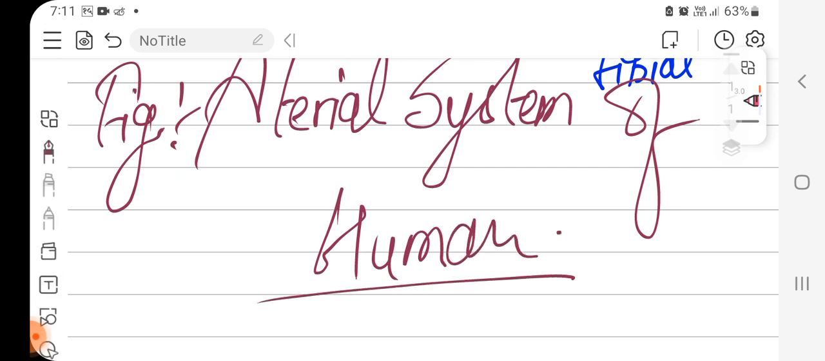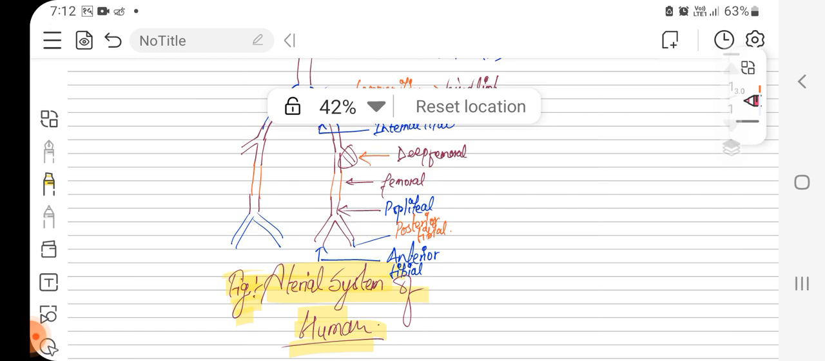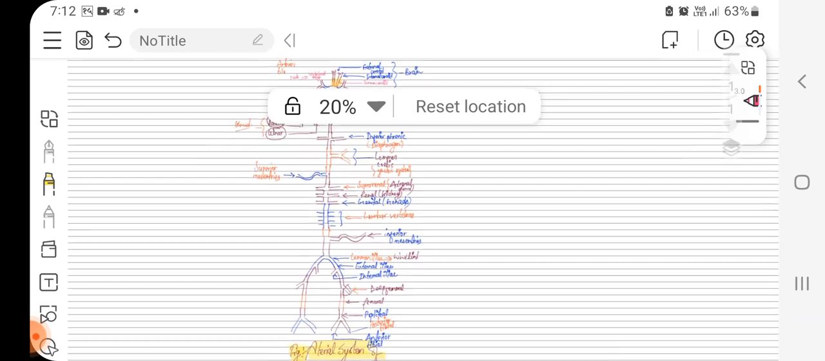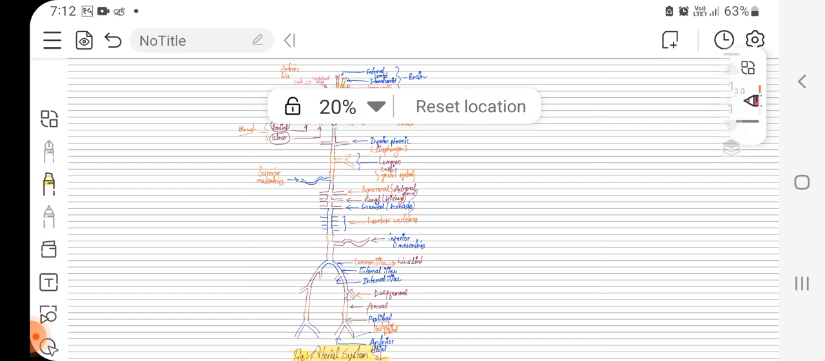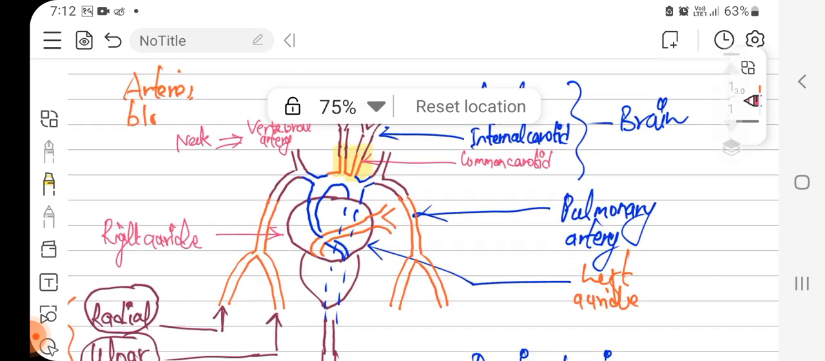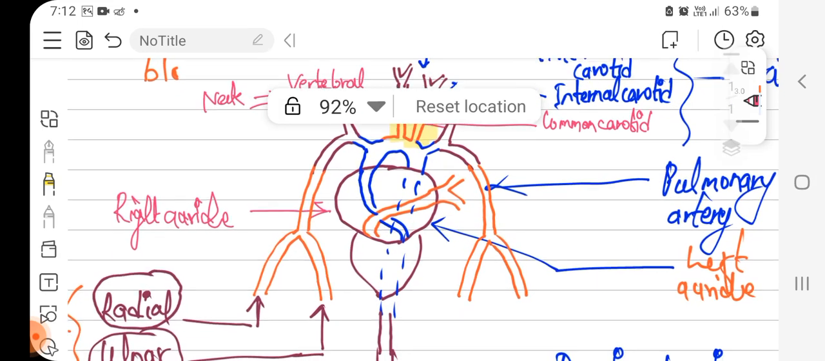Arterial system of human. Don't worry, I will revise it again. Let's see. This is the arterial system of the heart. In one page you can see it like this. I know it is not clear, so let's move on. From the upper side, let's see. This is the upper side, or you can watch the video once again. It is not a waste of time.